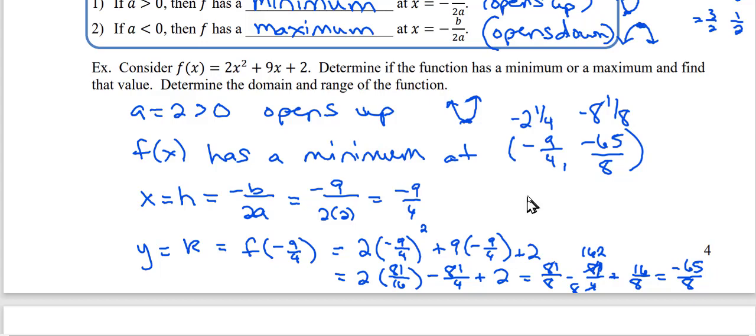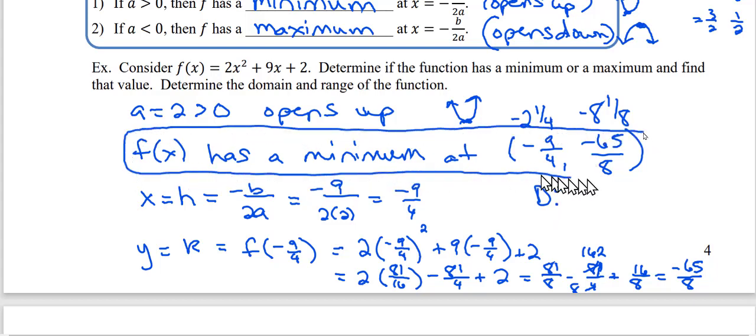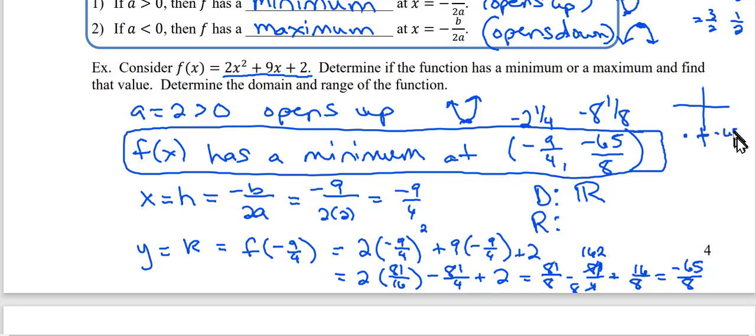We have 2 more questions here. Domain. Here's one of our answers to our questions. We've got a lot of stuff written here, so I'm trying to clarify here. The domain of this is all real numbers. There are no restrictions on what I can plug in for x there. The range, let's think about our picture. We have a minimum, negative 9 1/4. I'm sorry, negative 9/4, negative 65 over 8 is here. And remember, it opens up.